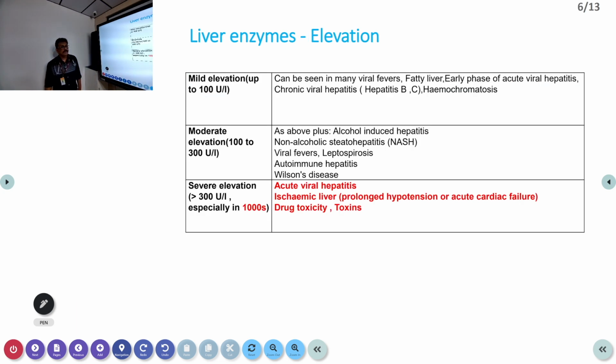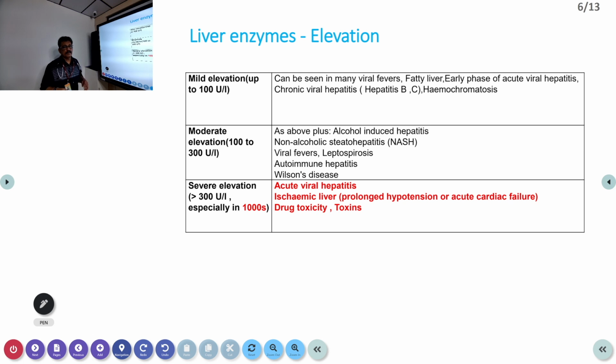Now we have to see the elevation can be in small amount or in large amount. So normally mild elevation in hundreds, like you see 150, 160, 170, 190, 200, in that range, if it is elevated, that may be an initial phase of many diseases, including fatty liver. Many patients who have fatty liver, initially SGOT, SGPT will be mildly elevated. But in severe disease like acute viral hepatitis, chronic hepatitis, hemochromatosis, if you see the patient in early phase, that will be mildly elevated.